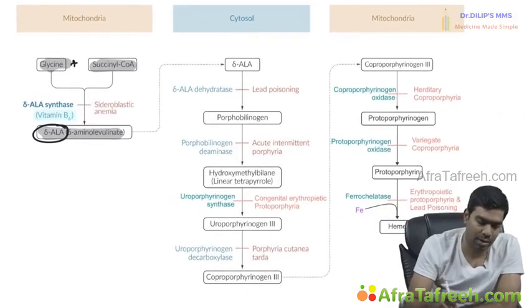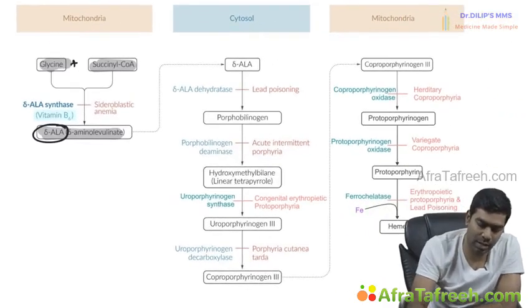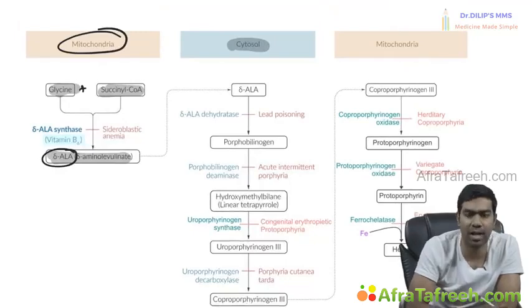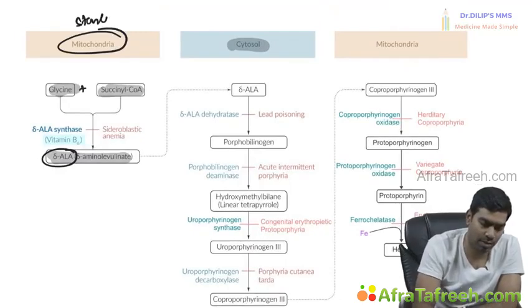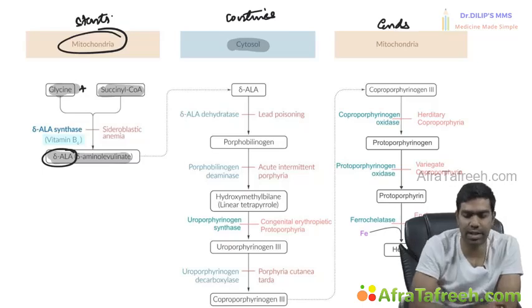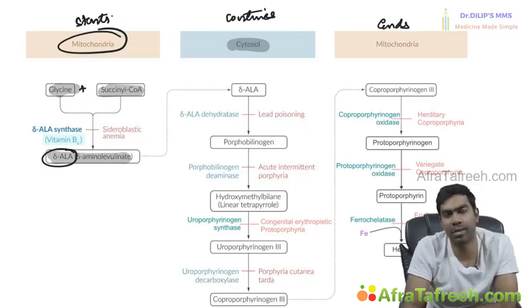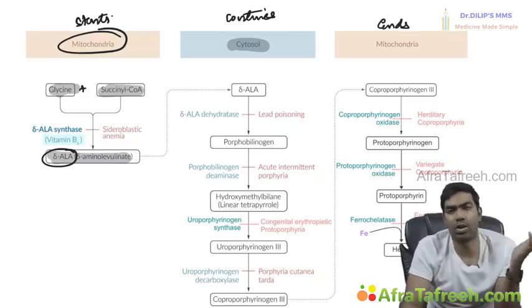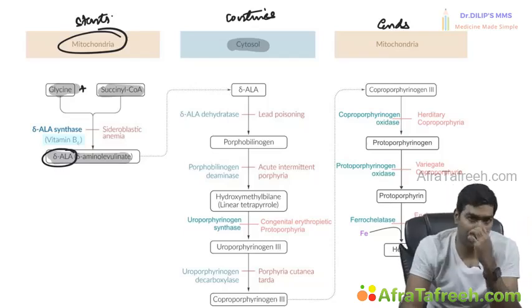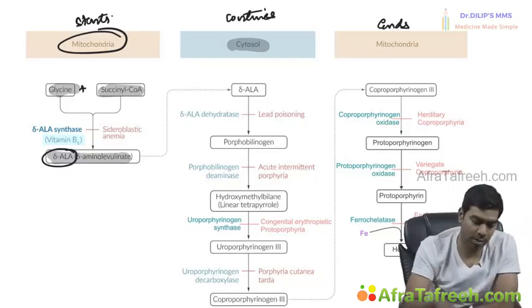Number one, this delta ALA, you can see it's going to enter the cytosol, because the porphyrin synthesis starts in the mitochondria, it continues in the cytosol, and again it ends in the mitochondria. Finally, it ends in the mitochondria as well. So it starts in the mitochondria, continues in the cytosol, and finally ends in the mitochondria. So all this process takes place in both the cytosol as well as the mitochondria, which is again very important.